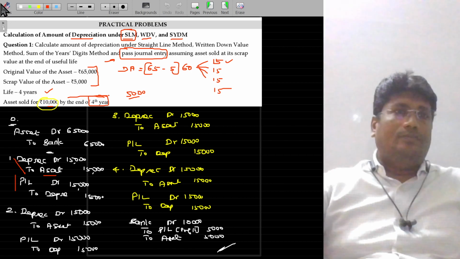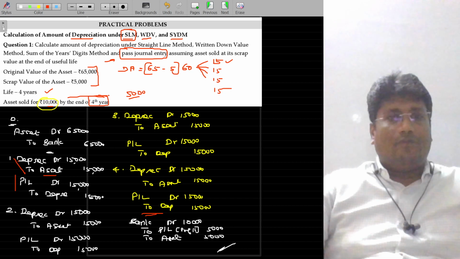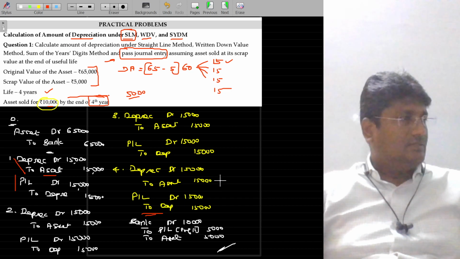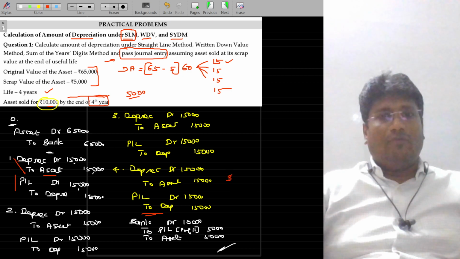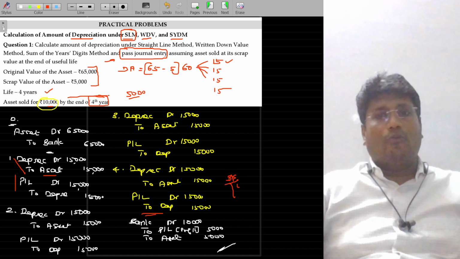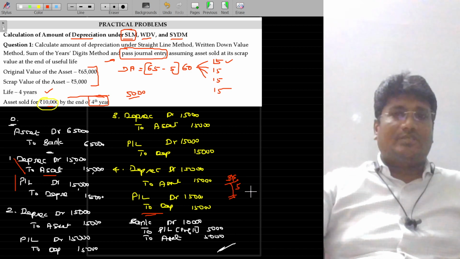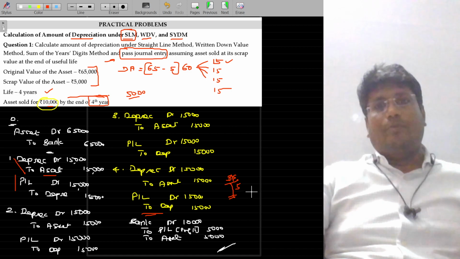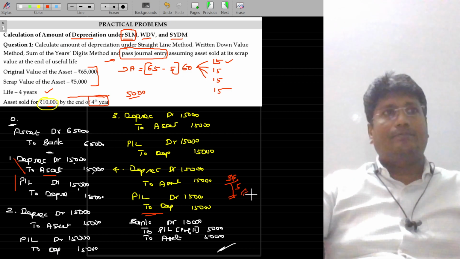In this scenario, we have already discussed that by the end of the fourth year, we are aware of the value of the assets. By the fourth year, the value of the asset is 5,000 rupees only, because year after year we have subtracted 15,000 rupees. In a matter of 4 years, we might have subtracted 60,000 rupees. Now it appears at rupees 5,000 only.